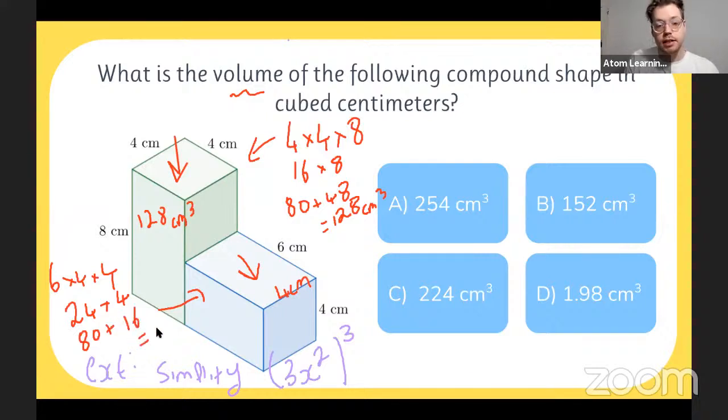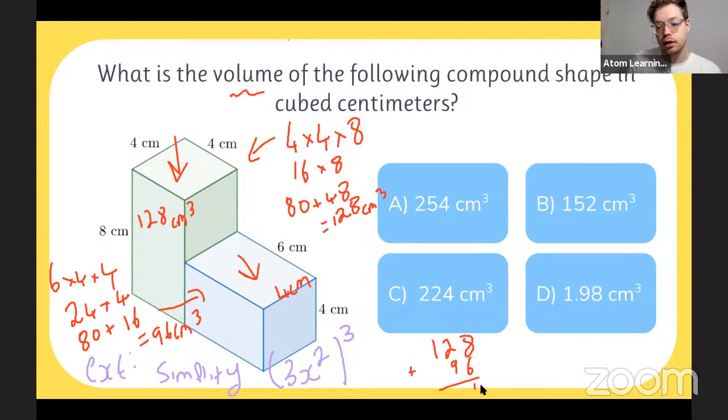80 plus 16 gives us 96 centimeters cubed, okay? So now I have my two volumes, so I can add them together. So for the final step, I need to do 128 plus 96.